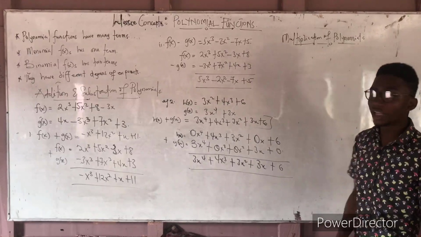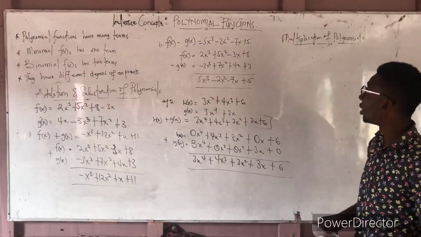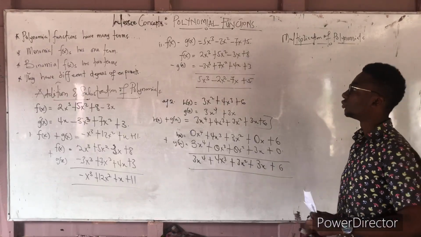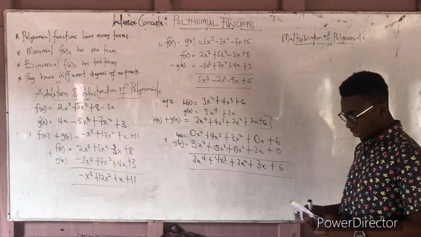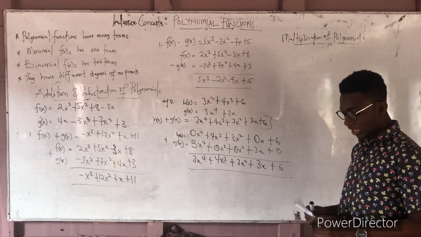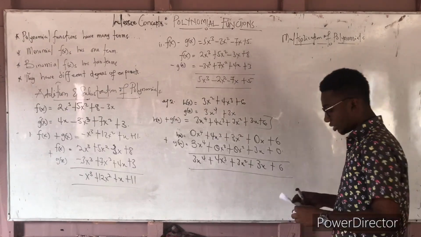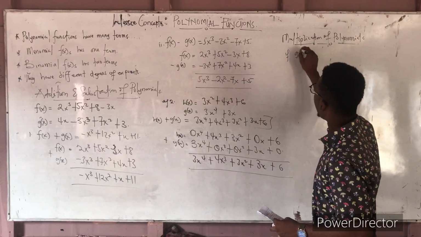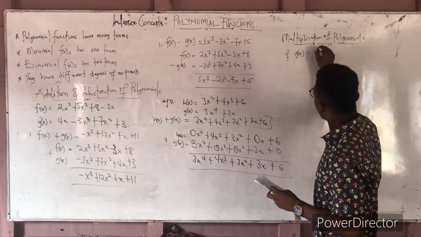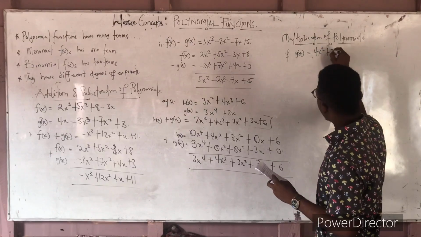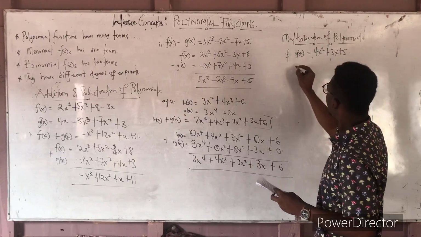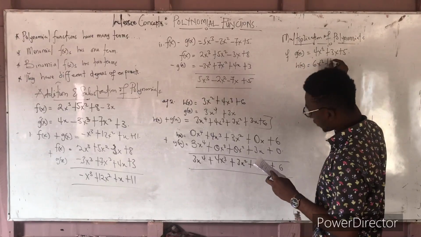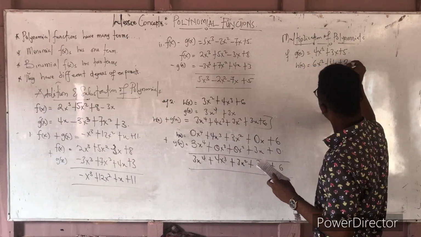Let's look at the multiplication of polynomials. With multiplication of polynomials, you select one term and you multiply through by expanding the other terms. So this is what I mean by the multiplication. Let's take, for example, if g of x is equal to 4x squared plus 3x plus 5, and h of x is equal to 6x squared plus 4x plus 2.